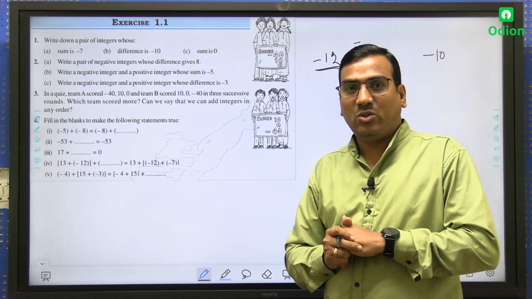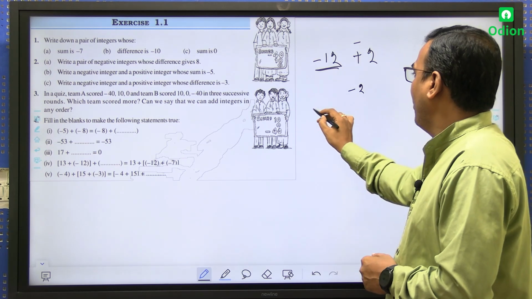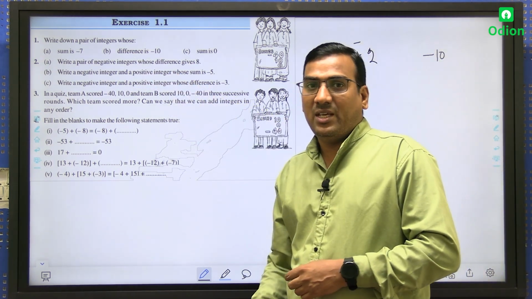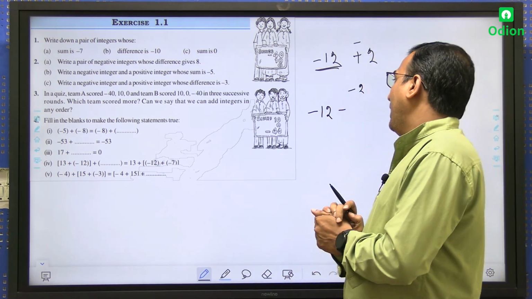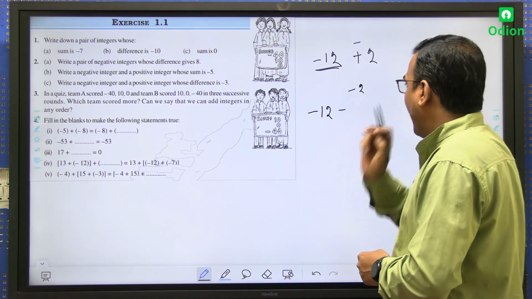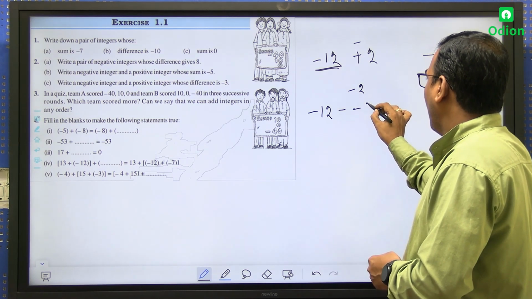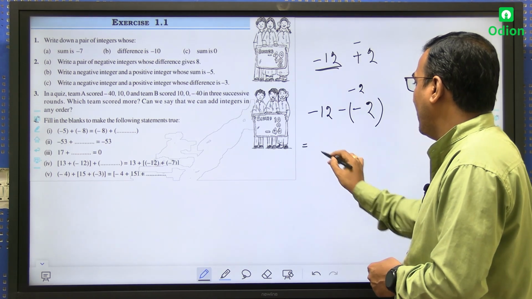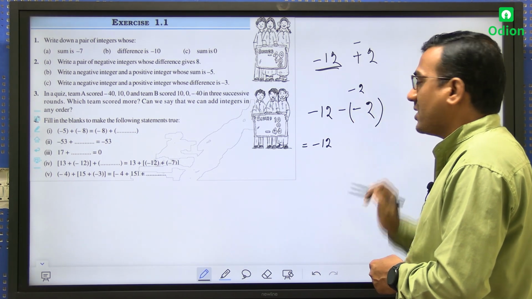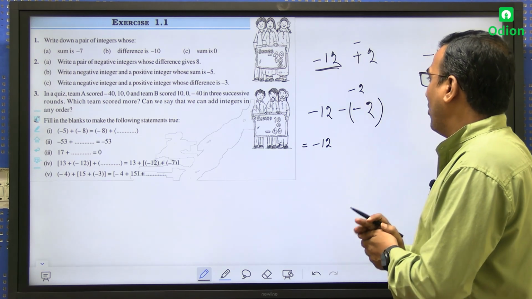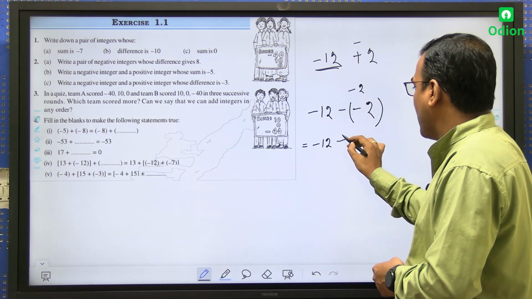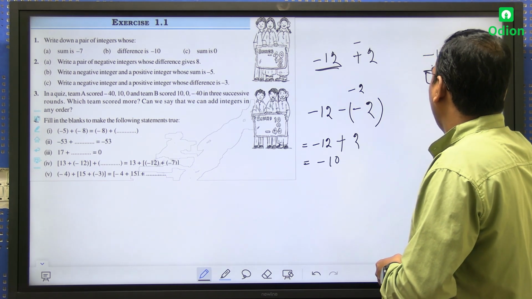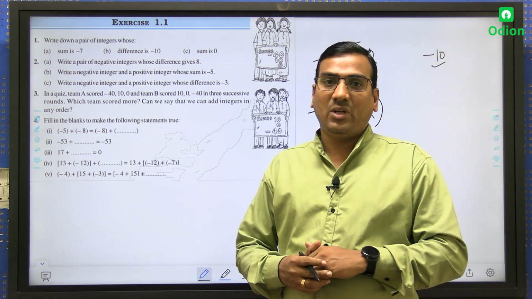Then first let us check whether it is correct or wrong. -12 minus, because this is a difference question, we have to put the negative sign in the middle of the two integers. -12 minus (-2), then what will be the result? -12, minus minus given in bracket becomes plus, and this 2, so the answer will be -10. Okay, that simple trick you have to remember.